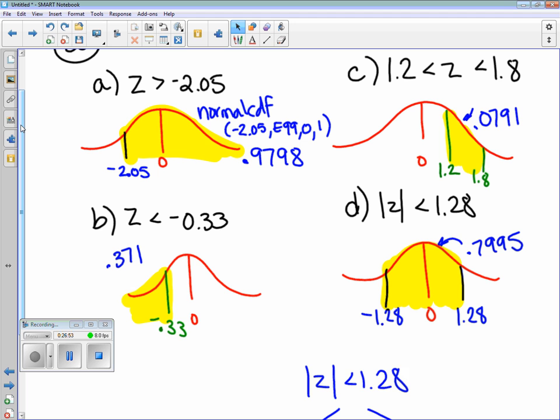For B, you would put the normal CDF, and the lower would be negative E99. Upper would be negative 0.33. 0, 1. That's the answer. Okay, good. Any other questions? You sure?